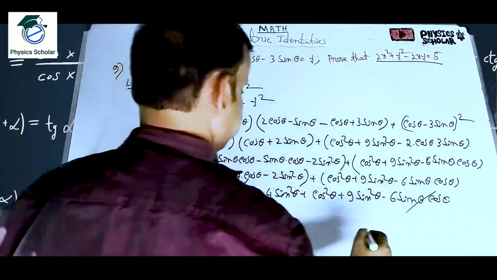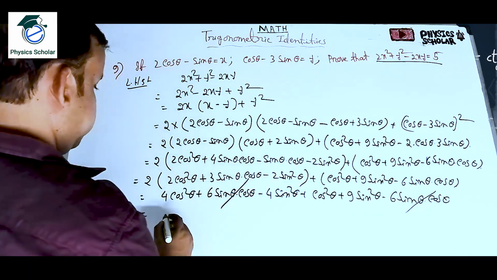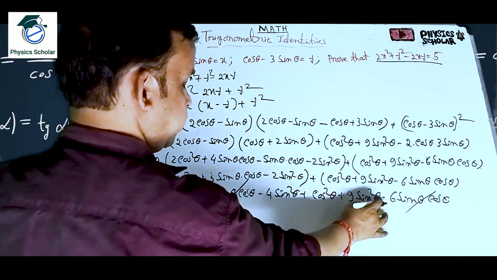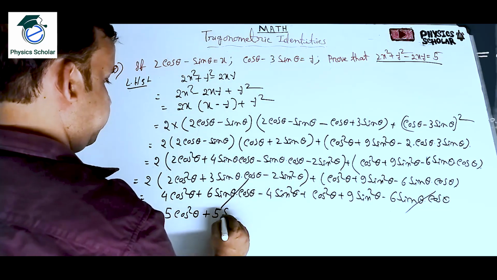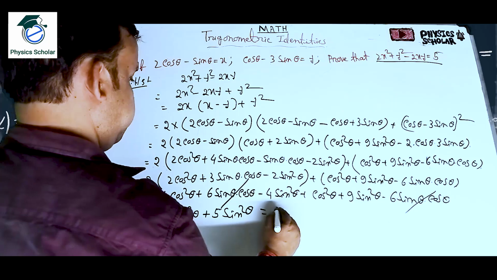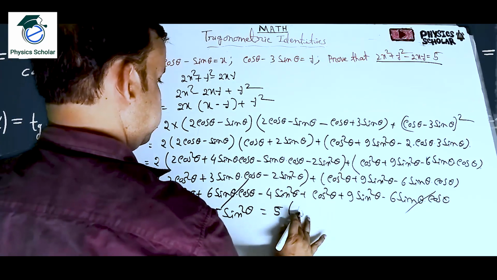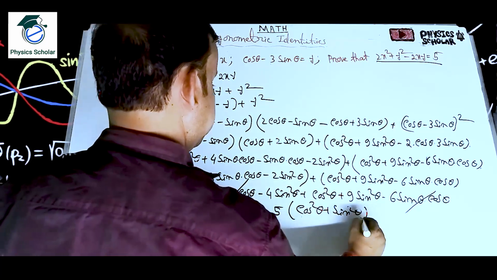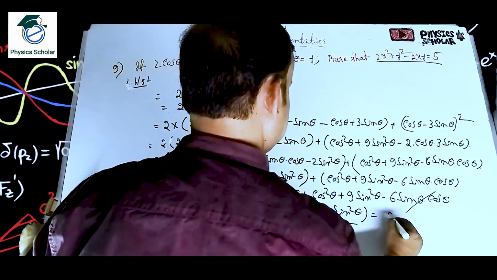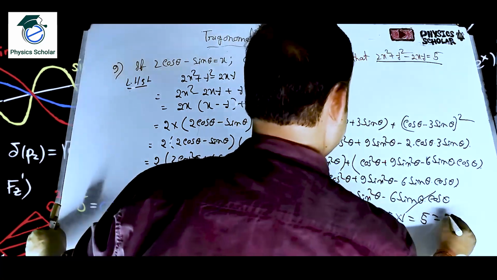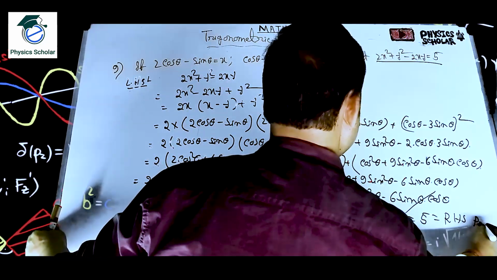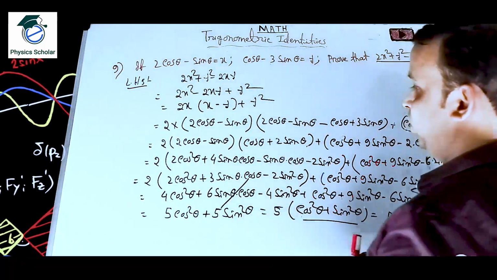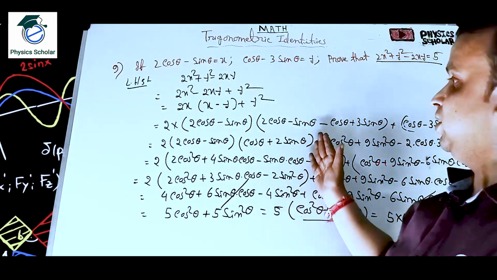So this and this will be cancelled. So that means what? 5 cos square theta plus minus 4 sin square theta plus 9, 5 sin square theta, that means 5 sin square theta, that means 5 will be common. So here cos square theta plus sin square theta, cos square theta plus sin square theta means 1, is equal to 5 into 1 is equal to 5 is equal to RHS, proved. Clear? So see, you have to keep yourself cool when you are calculating, and this sum is very easy.